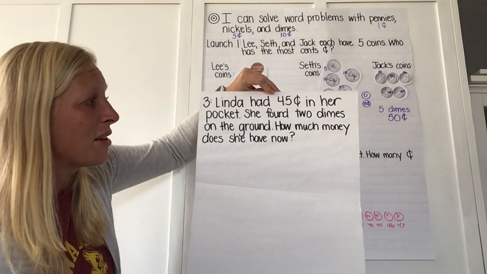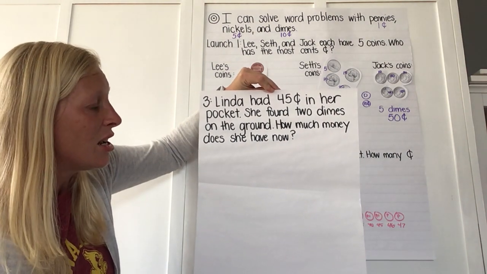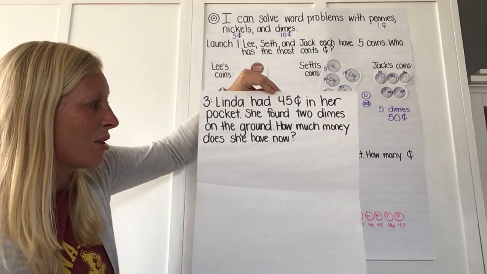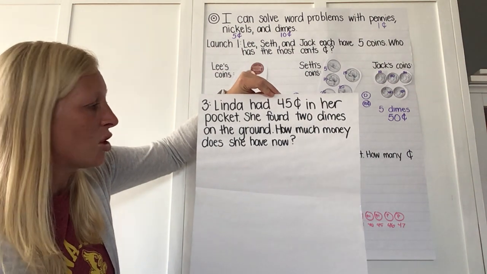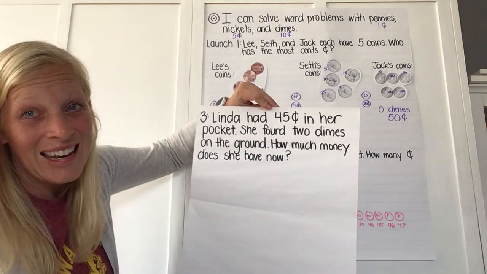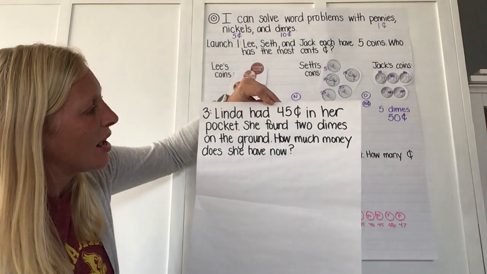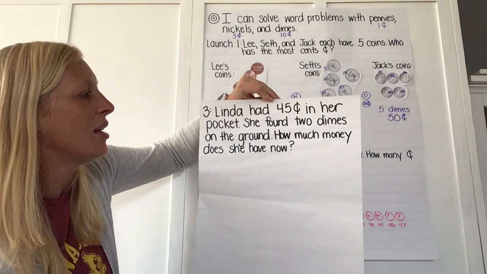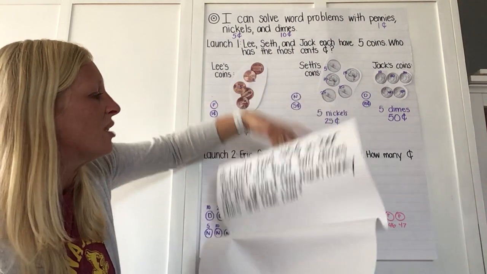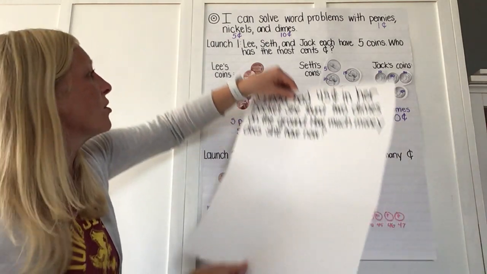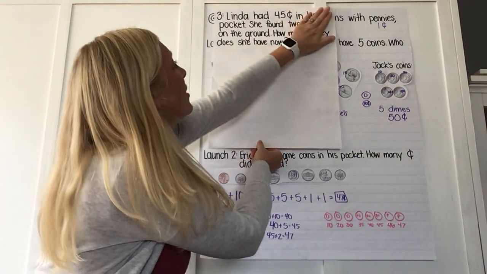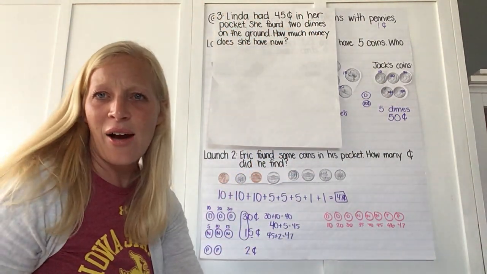Linda had 45 cents in her pocket. She found 2 dimes on the ground. How much money does she have now? Linda had 45 cents in her pocket, and she found 2 dimes on the ground. How much money does she have now?